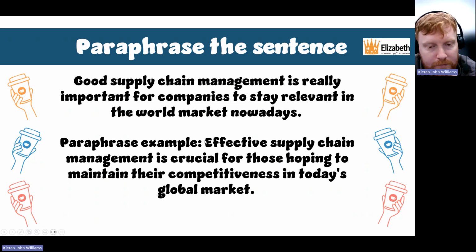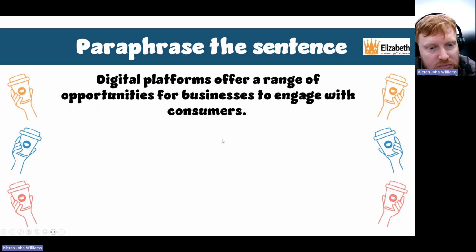So if you have a look at it again, it retains the original idea, but the words are all a little bit different. Okay, so another chance here for you to paraphrase. So we've got another sentence here. Digital platforms offer a range of opportunities for businesses to engage with consumers. So I'm sure you'll agree. Good sentence there. So you need to paraphrase this one. Okay, so again, a couple of minutes, write down your idea. We'll have a look at your ideas and then another example sentence.